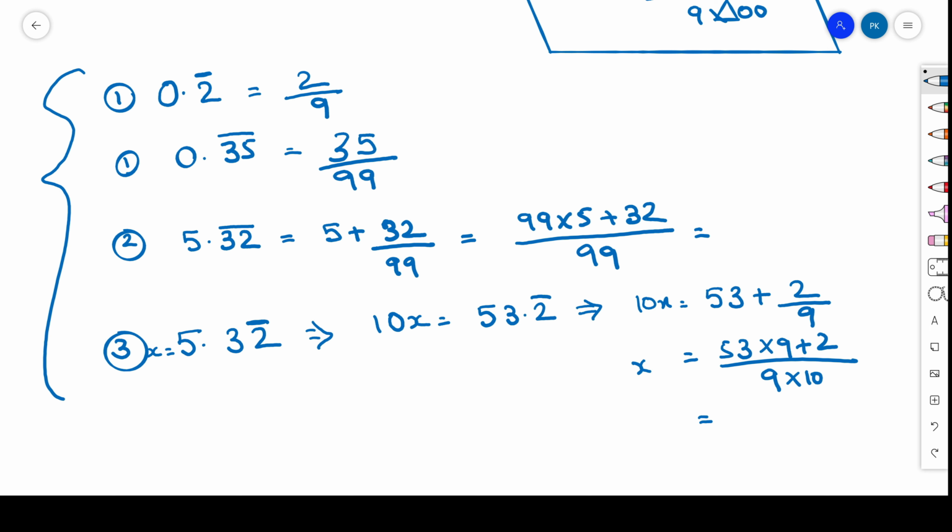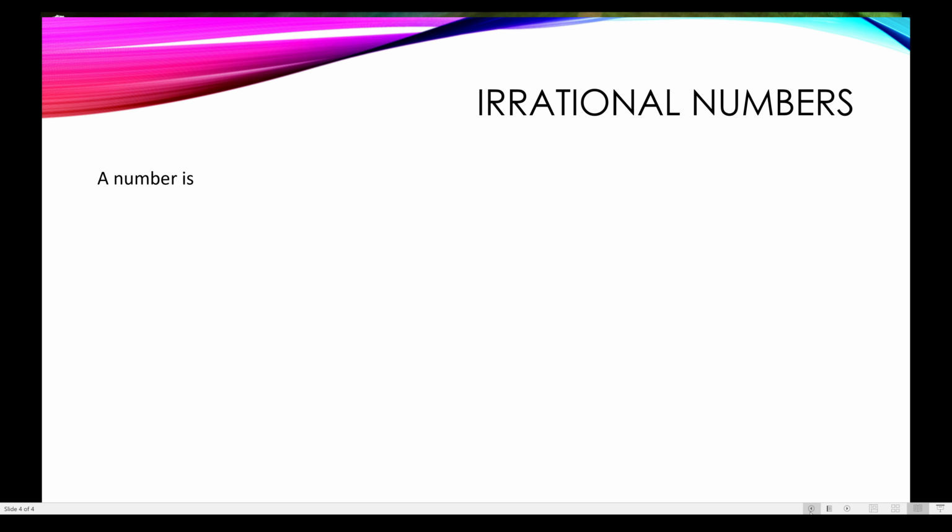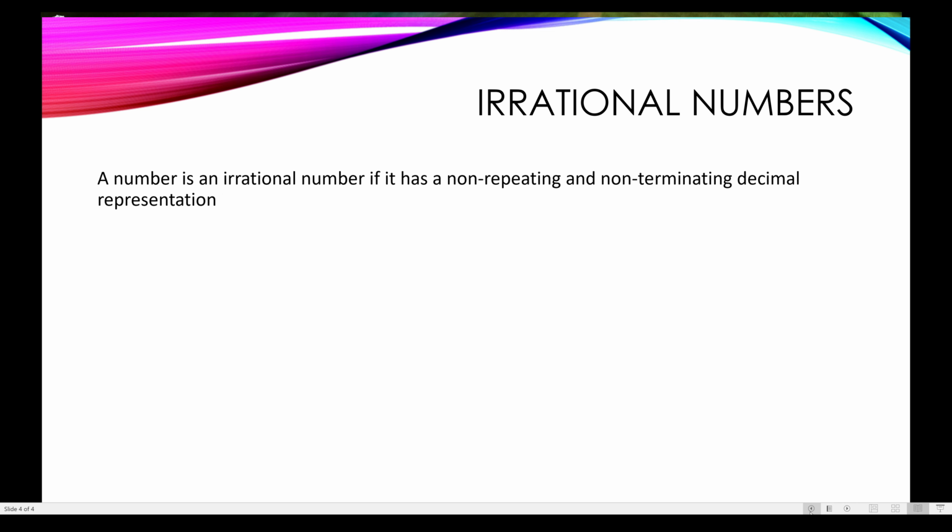Let's start with irrational numbers. A number is an irrational number if it has a non-terminating and non-repeating decimal representation. So in rational numbers, we have seen that either they have terminating decimal representation or repeating decimal representation.